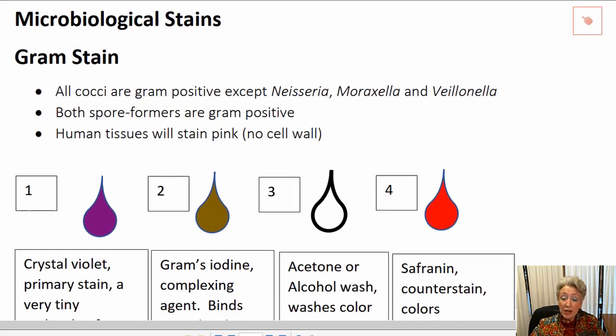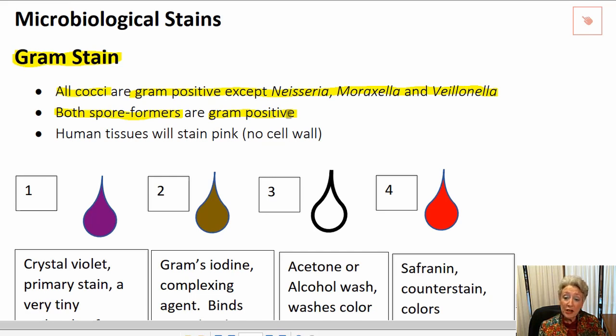Now, there are two stains that you probably do need to know how to do in microbiology. One is the gram stain, and the other is the acid-fast stain. For the gram stain, which of course is the foundational stain of microbiology, what you need to remember is all of the cocci that we have are going to be gram-positive except for Neisseria and Moraxella and Veillonella. Bacillus and Clostridium are both gram-positive.